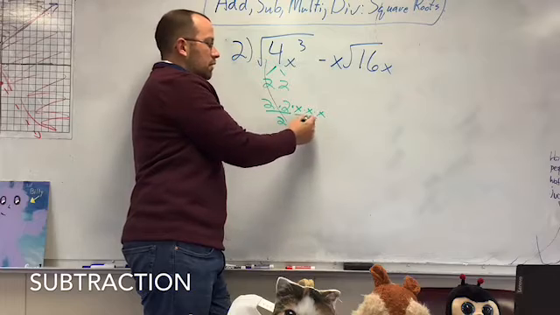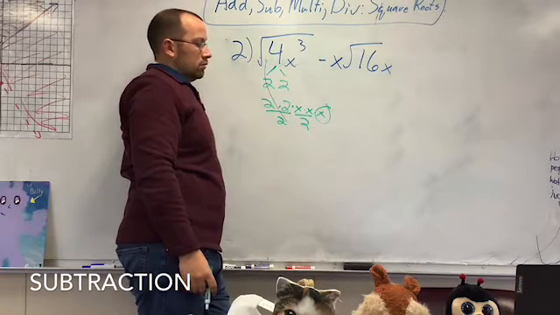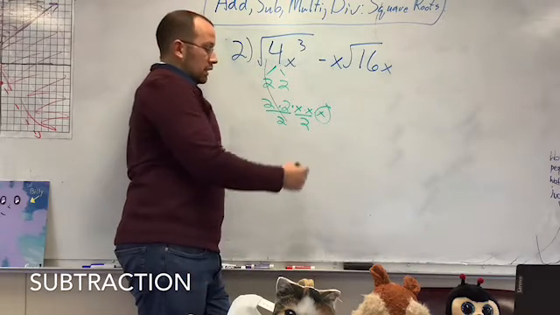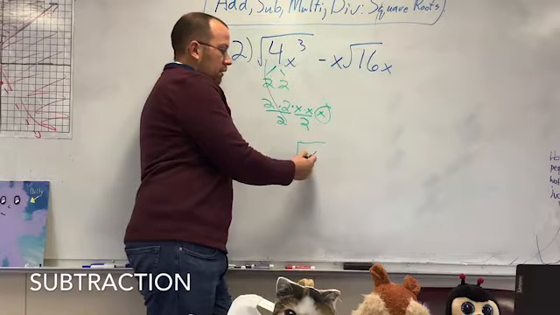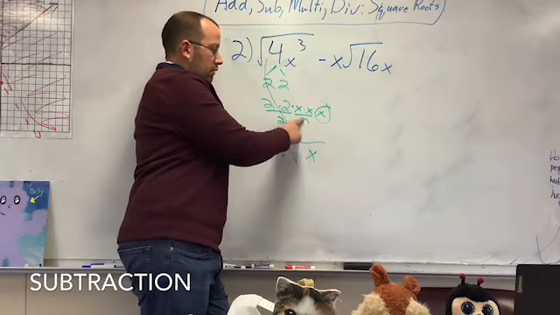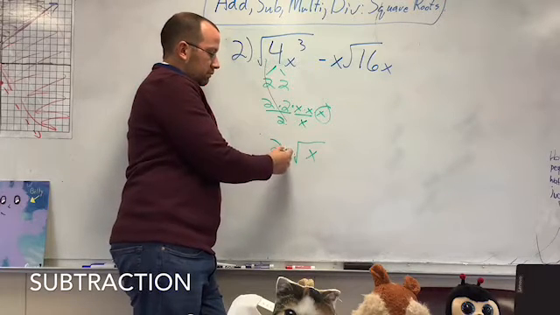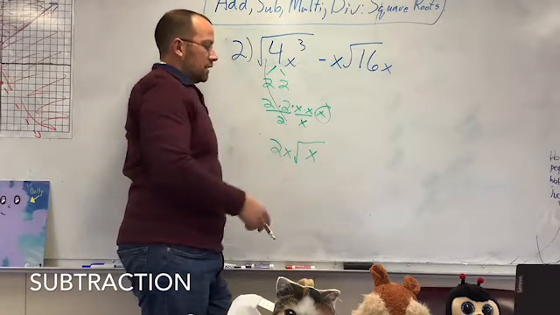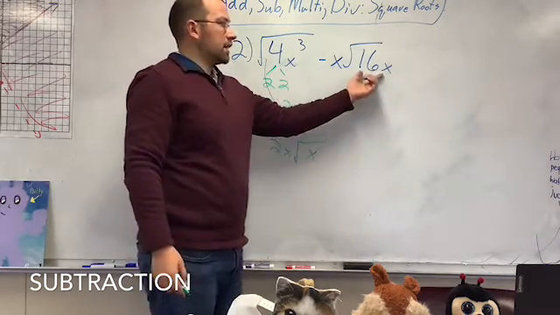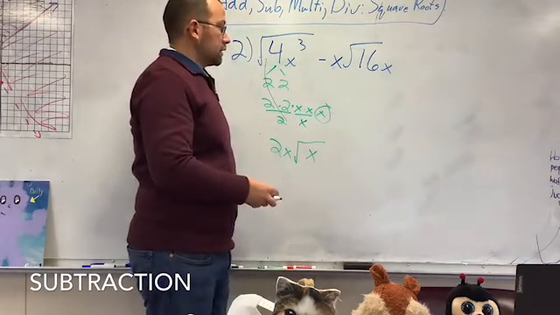Underline the stuff I know. Circle what is left over. What is left over goes underneath. Oops, sorry. My pairs go on the outside. So 2x square root of x. So in order to combine this, I have to get an x over here. So let's see.